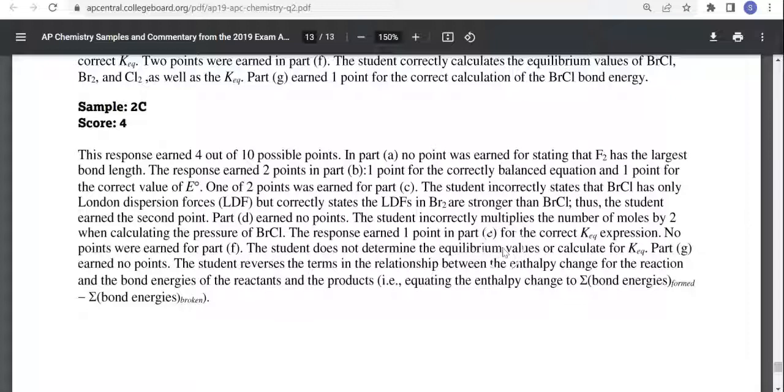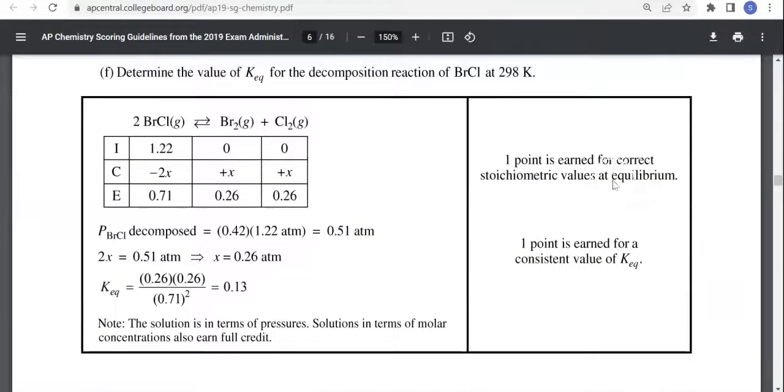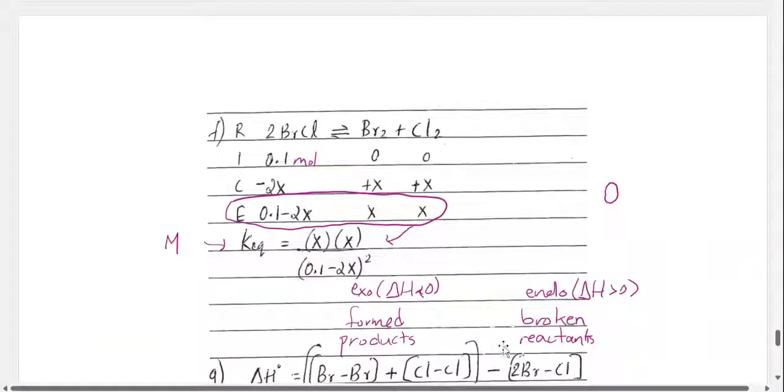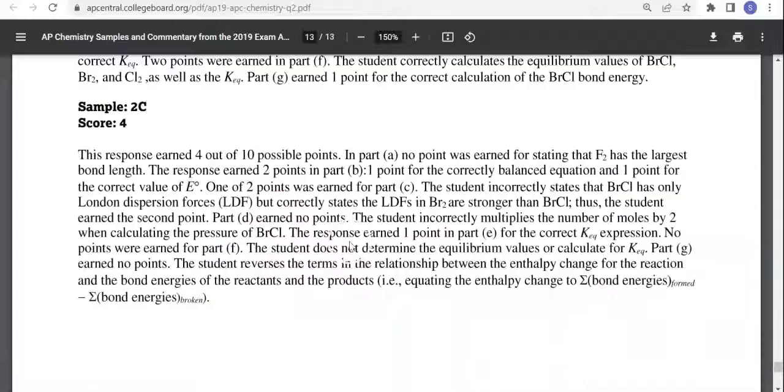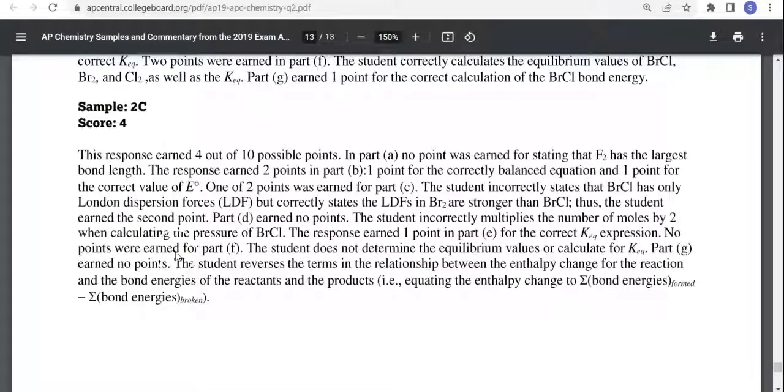Because the student does not determine the equilibrium values or calculate for Keq. So you see they're really following this answer key, or the scoring guidelines, which says you get 1 point for calculating the equilibrium concentrations correctly, and 1 point for calculating the equilibrium constant correctly. And even though the student did some of the setup to the problem, they didn't do either of those things. And so they're really just following this and saying they didn't do either of those things, so it's 0 points.